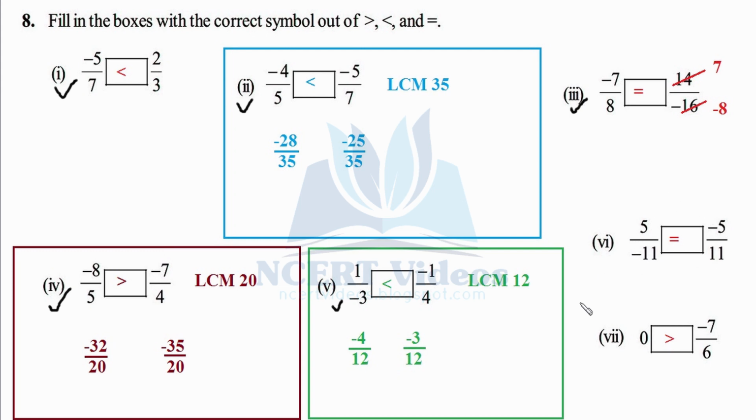So they are equal. Here you don't have to do anything. It's just like the first one, because 0 is in the center and negative is towards the left-hand side of a number line. Therefore 0 is greater than any negative number. That is your question number 8.